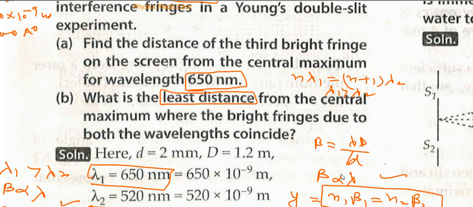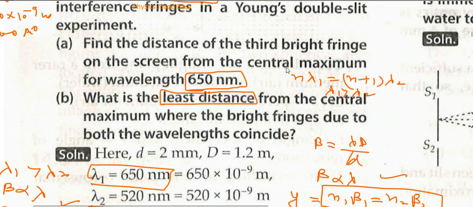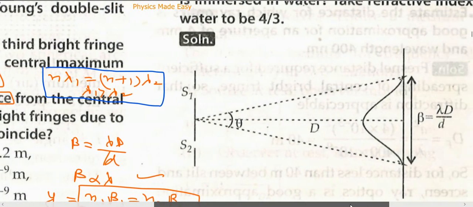Listen again. Whenever you are asked a question where bright fringes due to two different wavelengths are said to coincide, particularly in YDSE, Young's double slit experiment, and you have to find the least distance, just use this shortcut. I will put the shortcut in a box: N lambda 1 is equal to N+1 into lambda 2, such that lambda 1 is greater than lambda 2. Use this shortcut and you will solve this problem within 1 or 2 minutes.